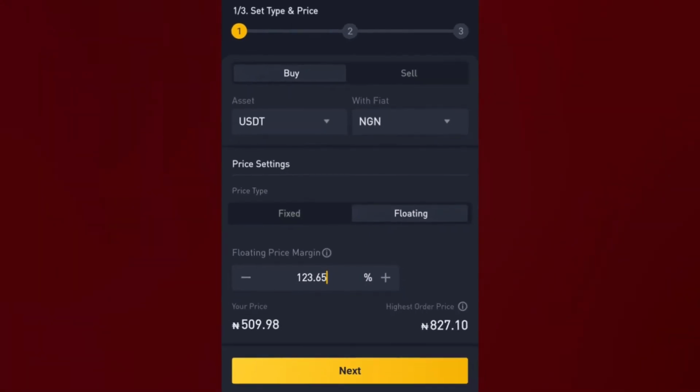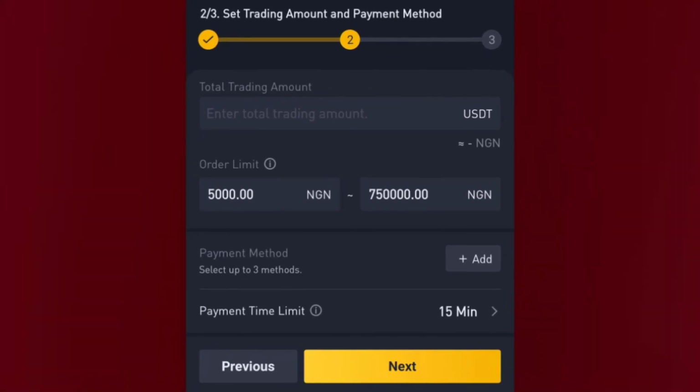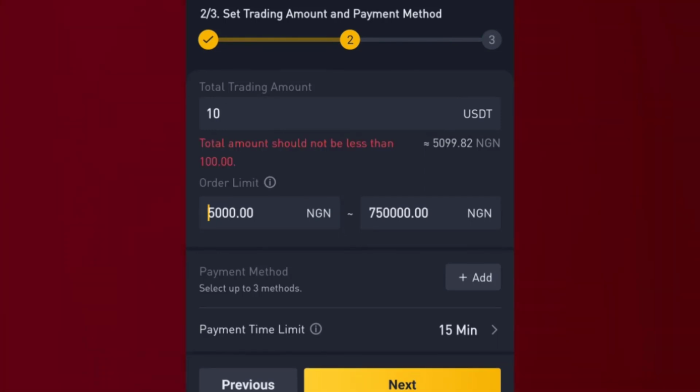So just for this example's sake, I'm going to click next, and then we have total trading amount, but in this case we're going to be putting how much USDT we want to buy. And remember what I said about USDT, the minimum amount is 100. Just as much as you want to sell, you need to sell at least 100, and when you want to buy, you need to buy 100. Now see what happens if I put in 10 and go next. You see, the total amount should not be less than 100.